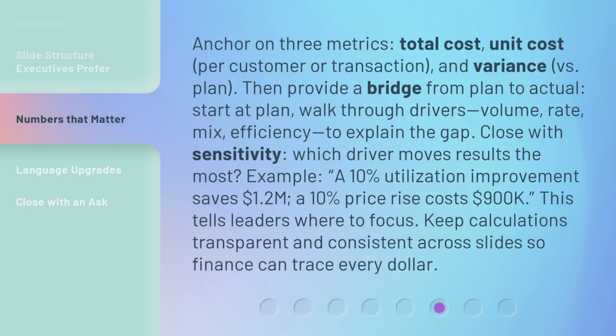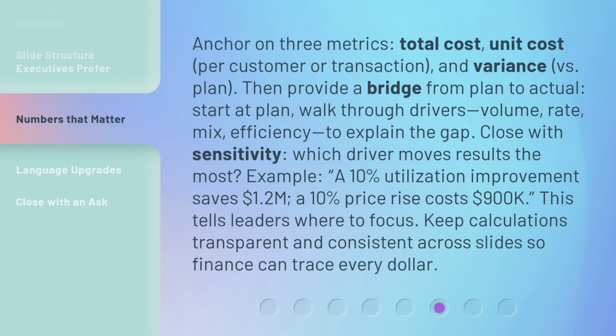Anchor on 3 metrics: total cost, unit cost per customer or transaction, and variance versus plan. Then provide a bridge from plan to actual. Start at plan. Walk through drivers, volume, rate, mix, efficiency, to explain the gap.